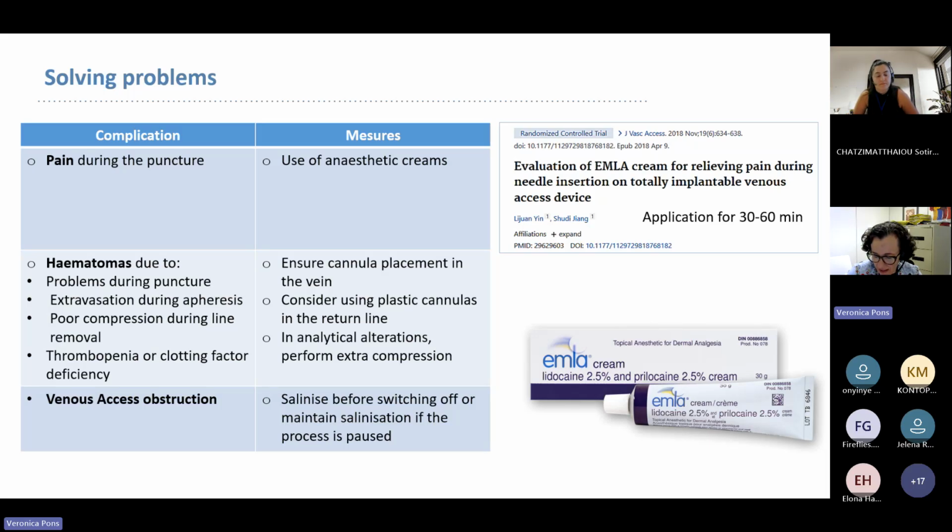To avoid this, we can use anesthetic creams, and some studies have observed that the application 30 to 60 minutes before can be beneficial. And we use EMLA cream, as you can see in the slide, and I think it's a good option for some patients. As for hematomas, a good cannulation and extra compression are recommended, of course, in case of hemostatic alteration of the patients. And if the procedure has to be stopped for a venous access obstruction, salinization is also recommended, as you all know.